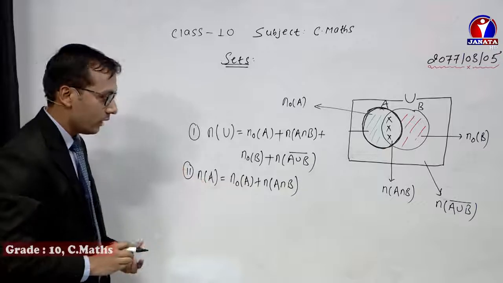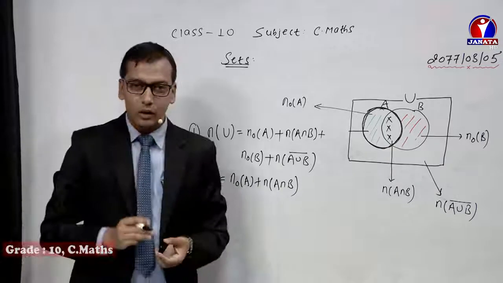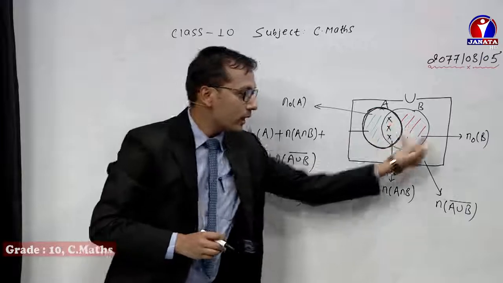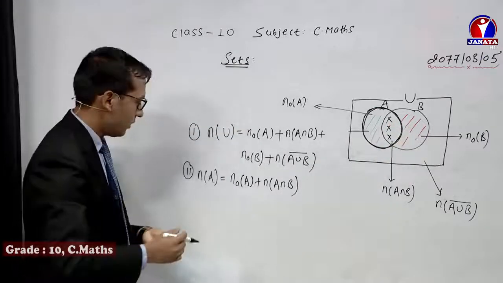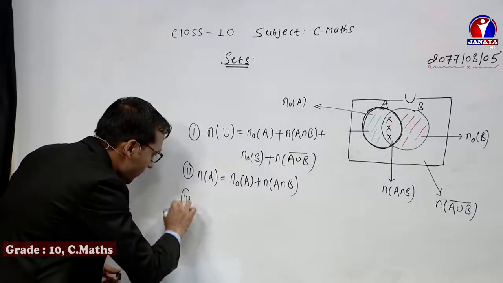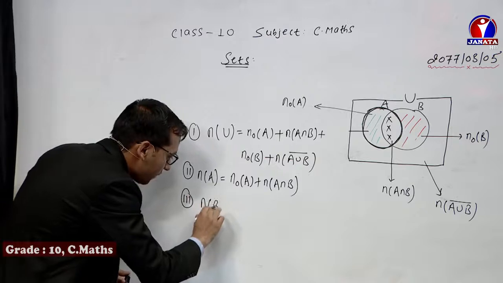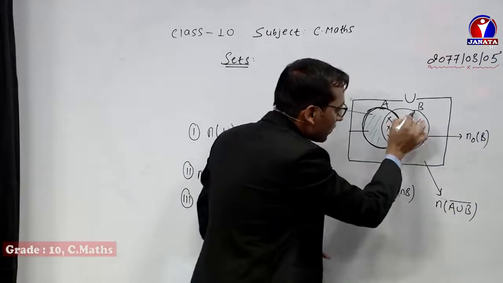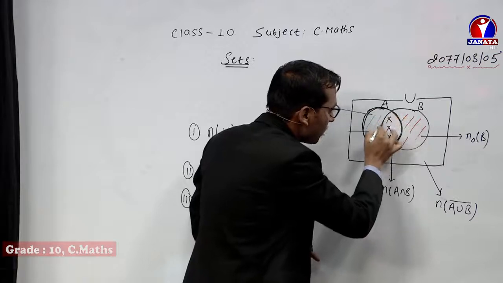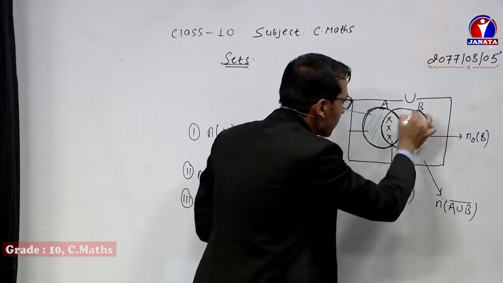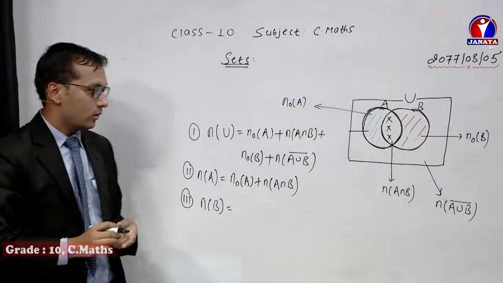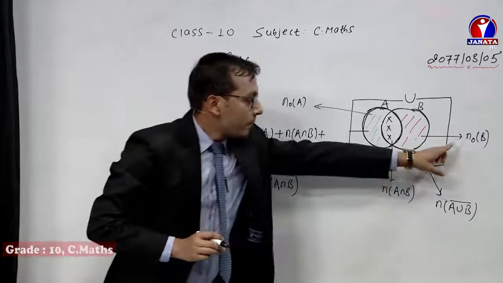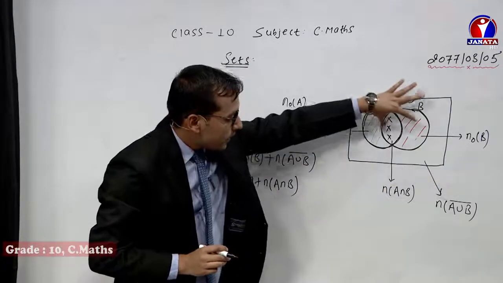This is n of A. Similarly, now I believe you can write what is n of B. So let's try together. I'm also writing here what is n of B. Again, you can look at the subset B and write a small formula for n of B. So n of B is this complete circle.